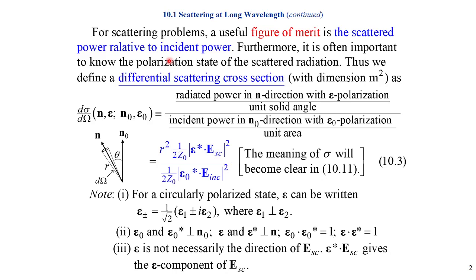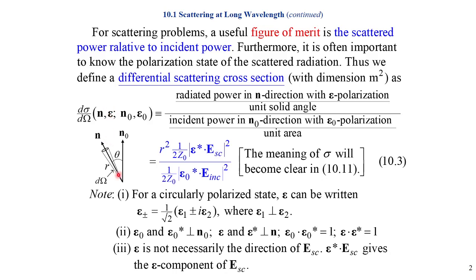Last, we will define a differential cross-section. The dimension is cross-section, m squared. It's defined as sigma over omega. The omega is the solid angle. Normally, we use omega to express the solid angle. n is the observer direction, n0 is the incident wave direction.